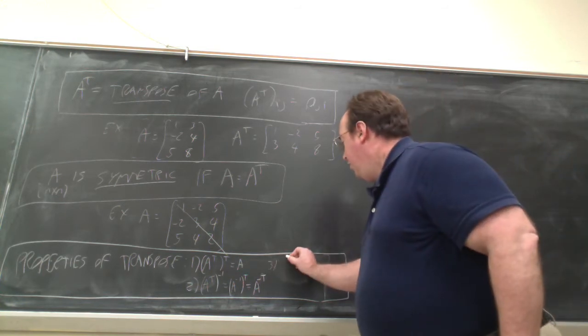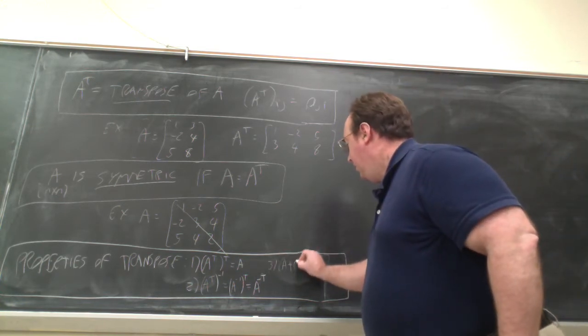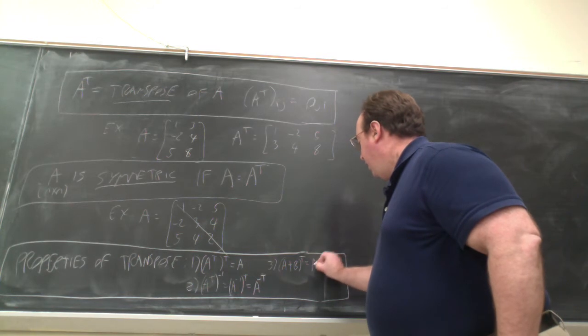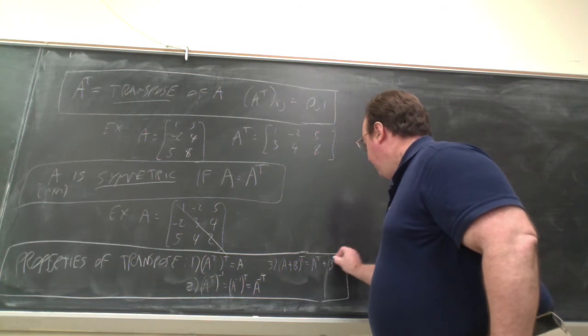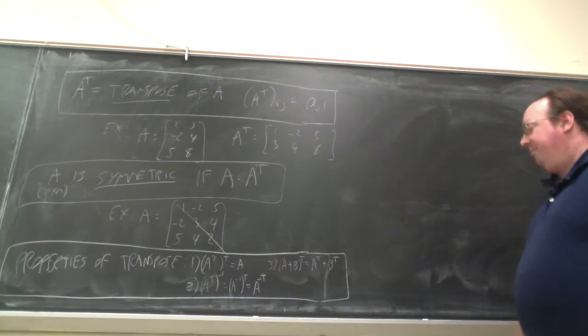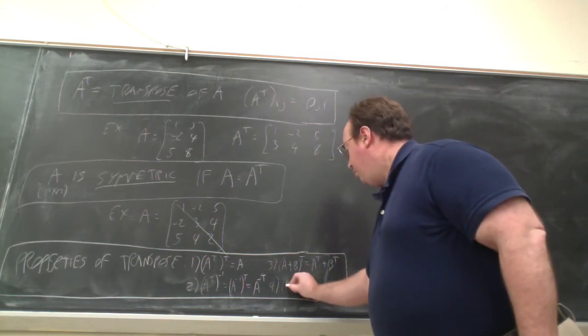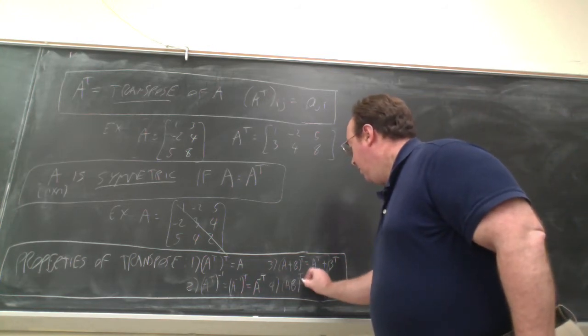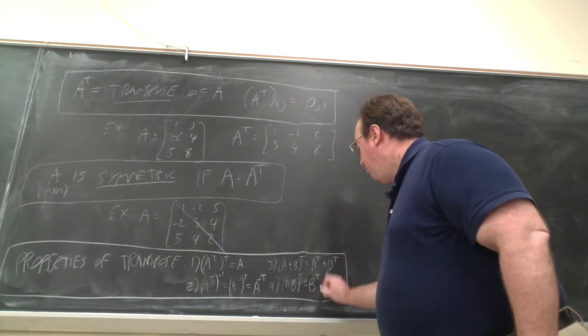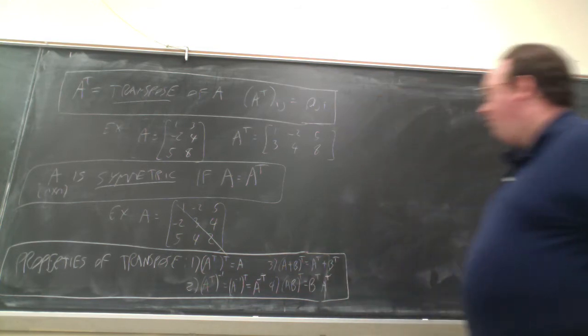The transpose of a sum is the sum of the transposes, so that works out quite straightforwardly. And finally, the transpose of a product is the product of the transposes, but, very important, in reverse order.